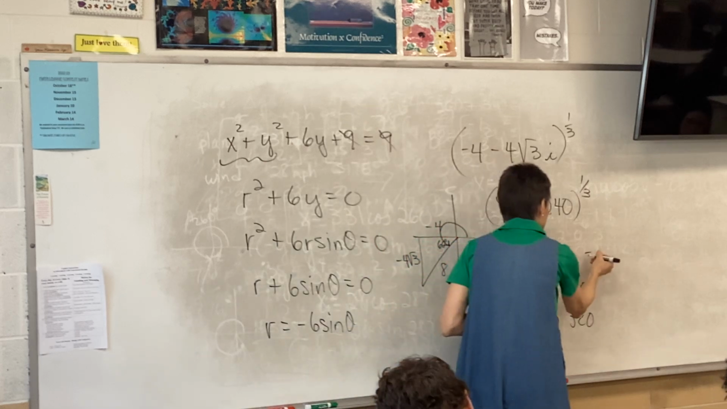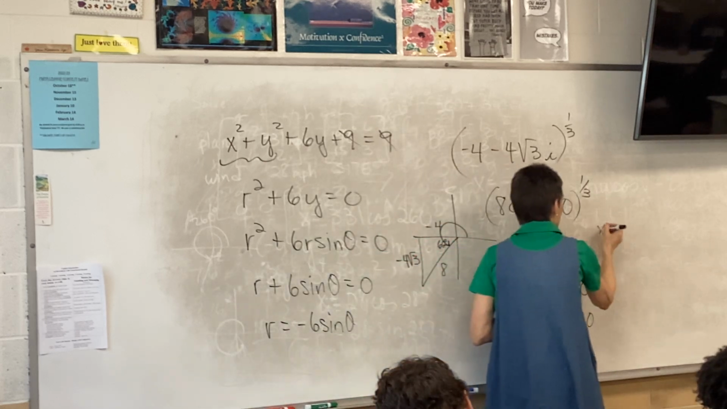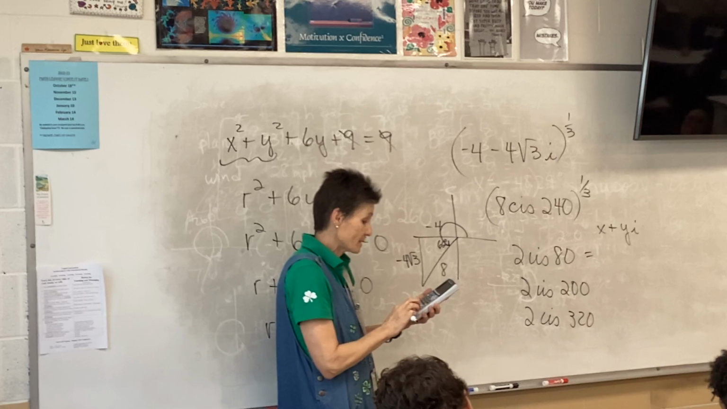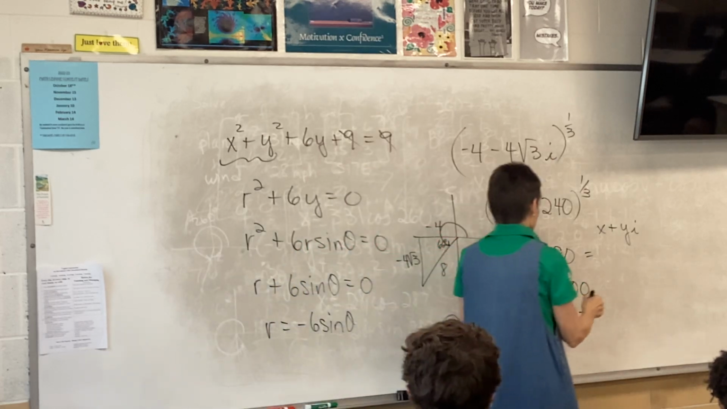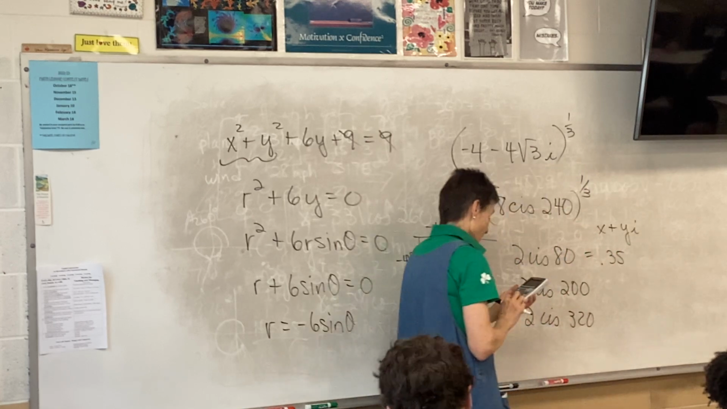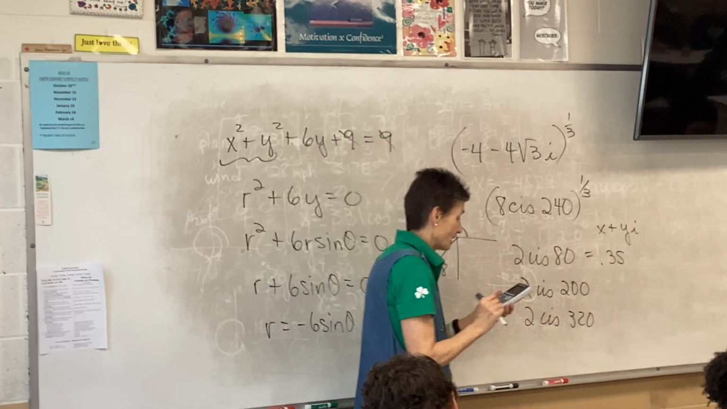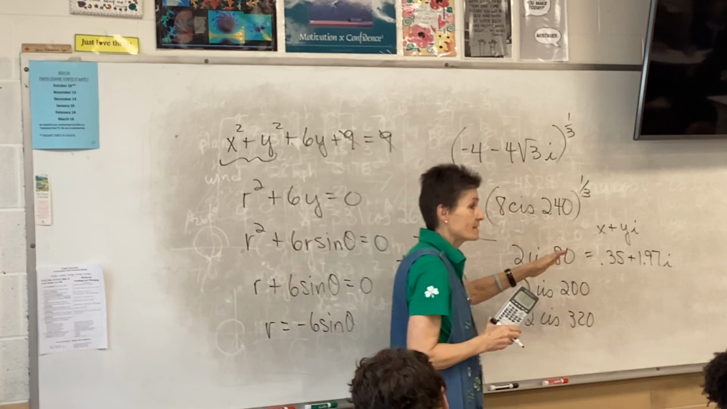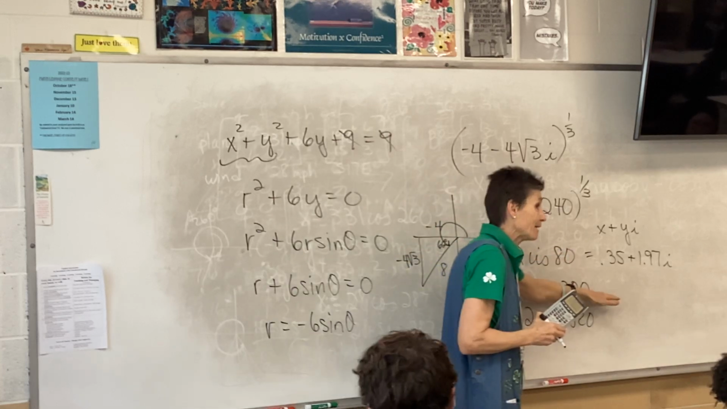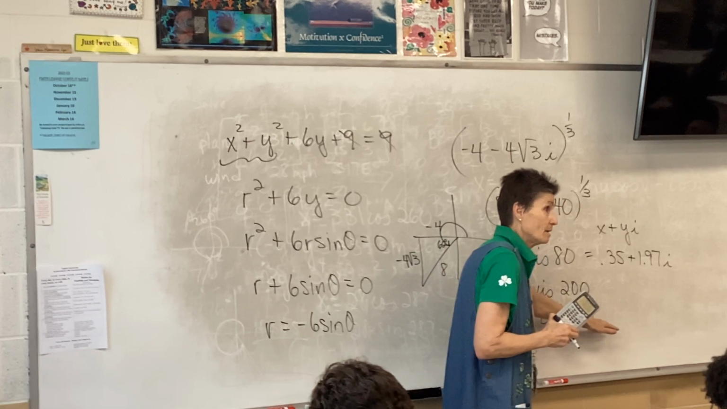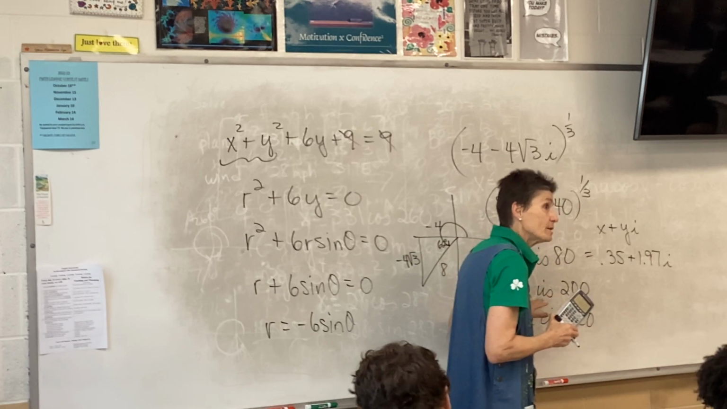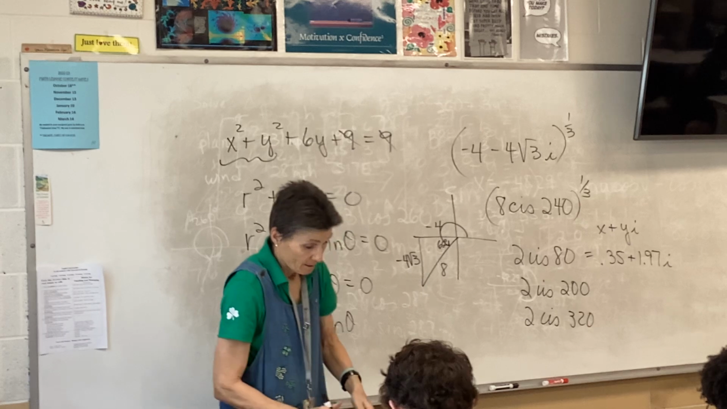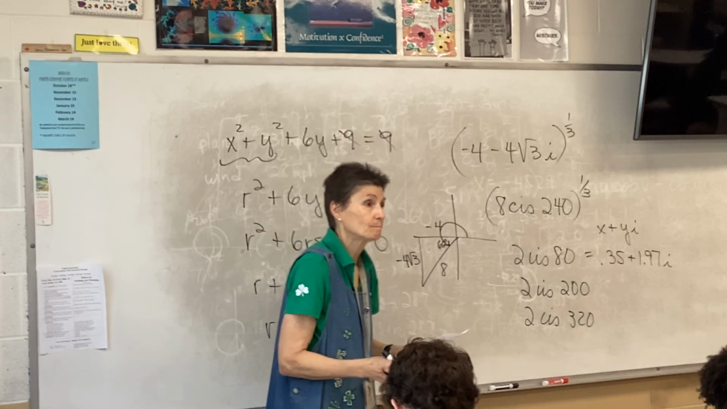So, to get x, I'm looking for x plus yi. That's what I'm looking for. So, to get x, I'll take 2 cosine 80, again in degrees, and I get 0.35. Then I'll take 2 sine 80 and get 1.97. So there's the first one. Sarah, are you following along here? Yeah. And then I'm going to do exactly the same thing for these. Okay, only it will be 2 cosine 200, 2 sine 200, and so on.